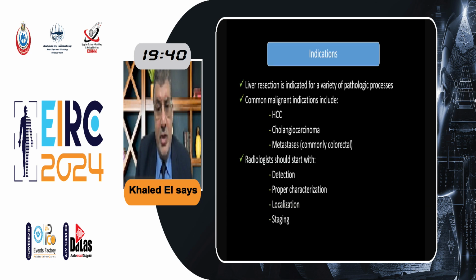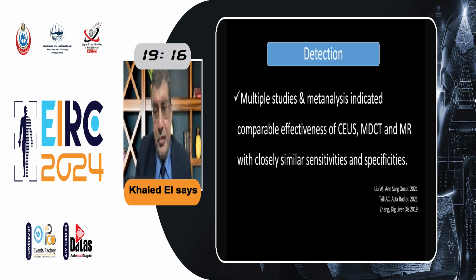Liver resection is indicated for a variety of pathological processes, and the common malignant indications include hepatocellular carcinoma, cholangiocarcinoma, and metastasis. Those are the main indications for surgical resection. A radiologist should start, number one, by detection, proper characterization, localization, and staging.